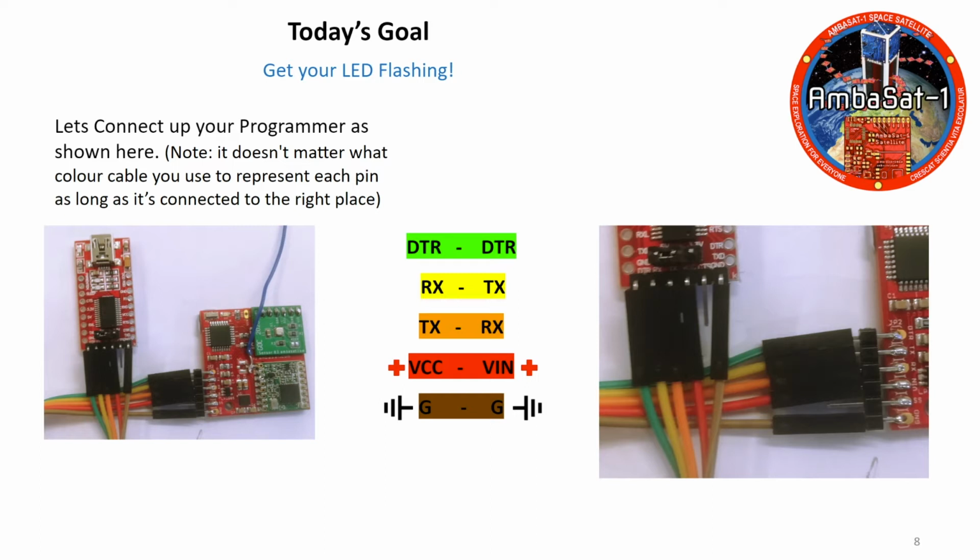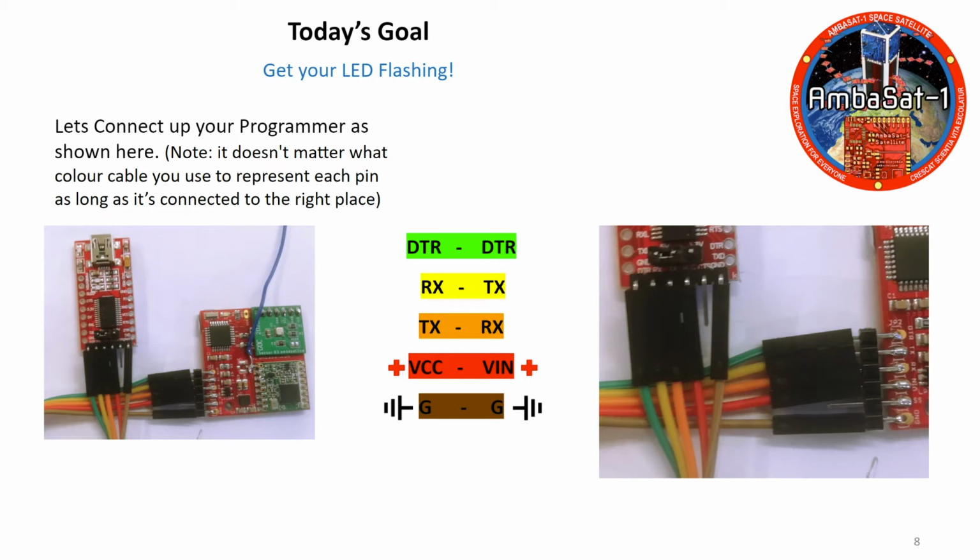VCC is voltage common collector. This represents where the power flow stems from. VIN stands for voltage input. This is where we want to direct power to. GND stands for ground, which acts as a return and a neutral reference point for electrical signals.